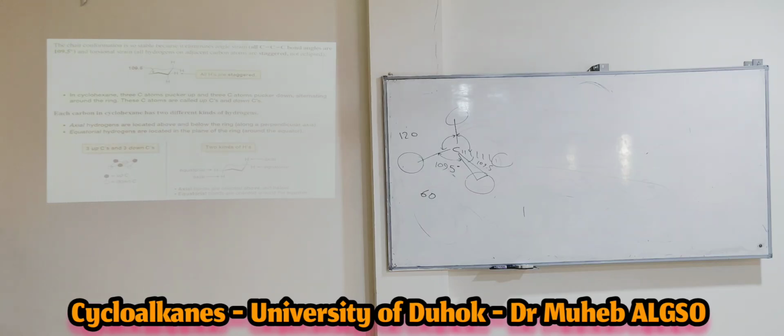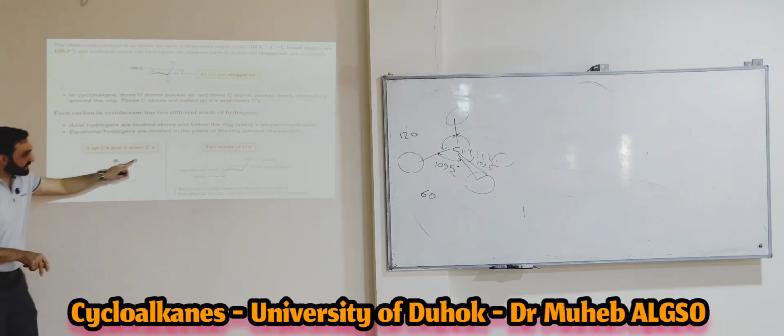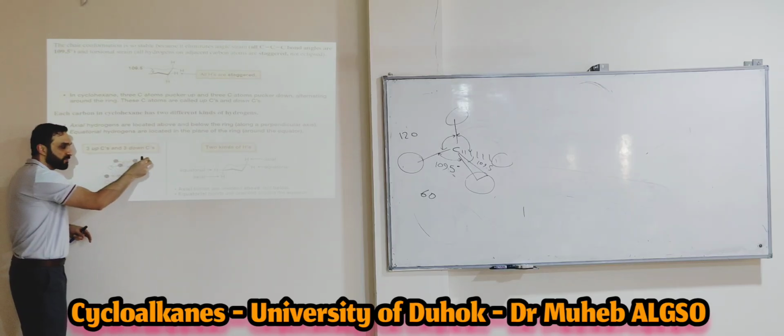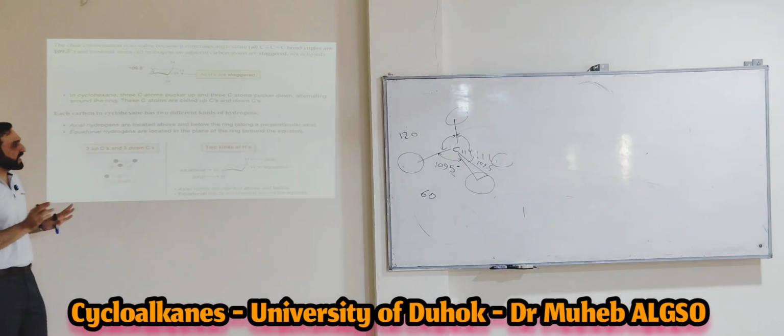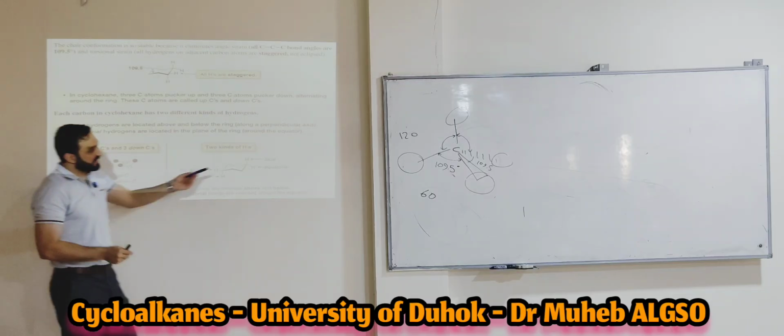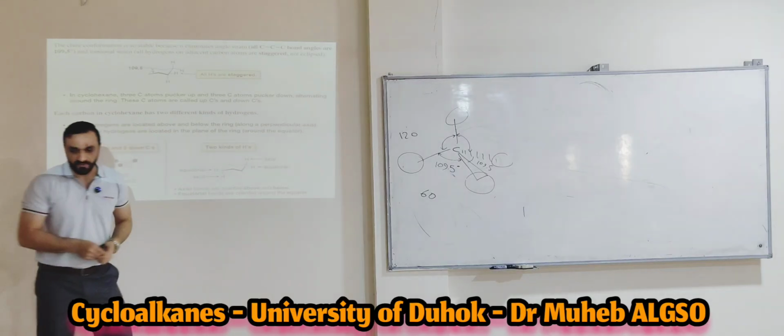So each carbon in cyclohexane has 2 different kinds of hydrogen. This carbon has 2 hydrogens. But the position in the space of the geometry will be different here. We call one of them axial, and the second equatorial. Now, what does axial hydrogen mean? What does equatorial hydrogen mean?